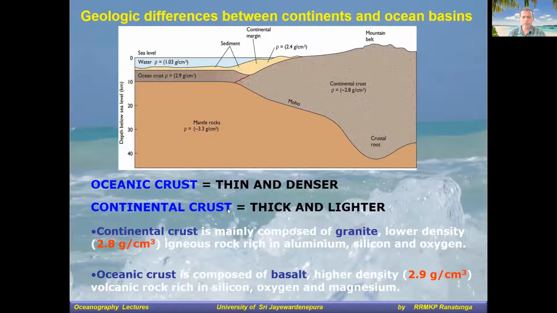That is because of the material formed here. The continental crust is mostly granite, whereas the ocean crust is made more of basalt.